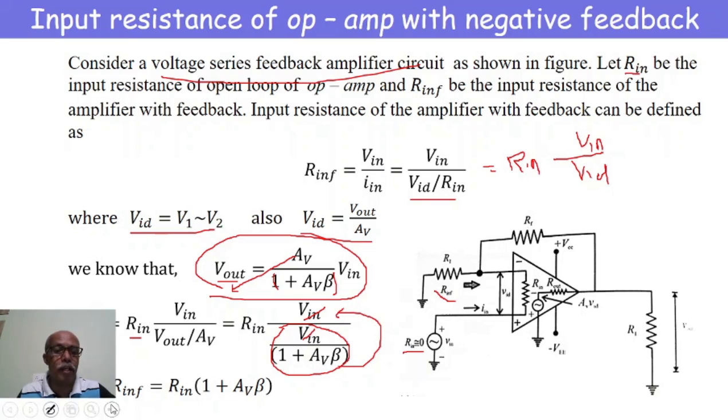Therefore Rinf is equal to Rin into 1 plus AV into beta. This is the input resistance with feedback in terms of input resistance without feedback.